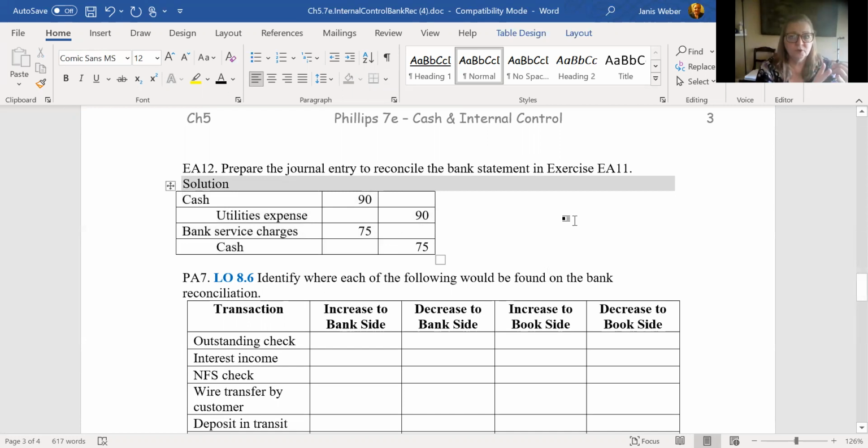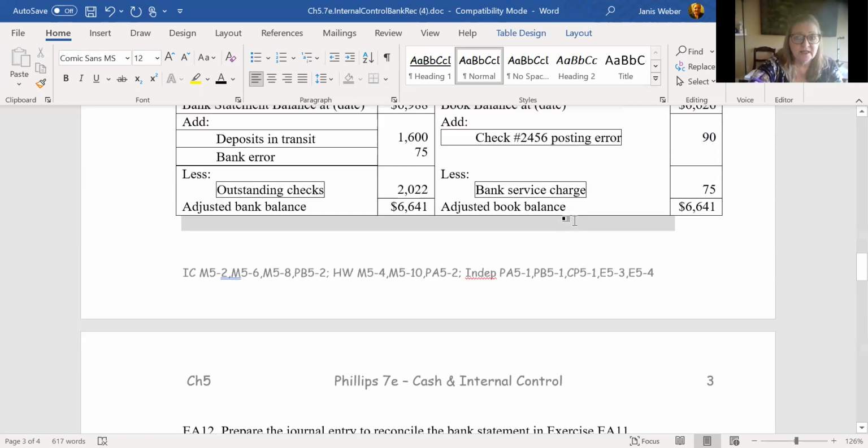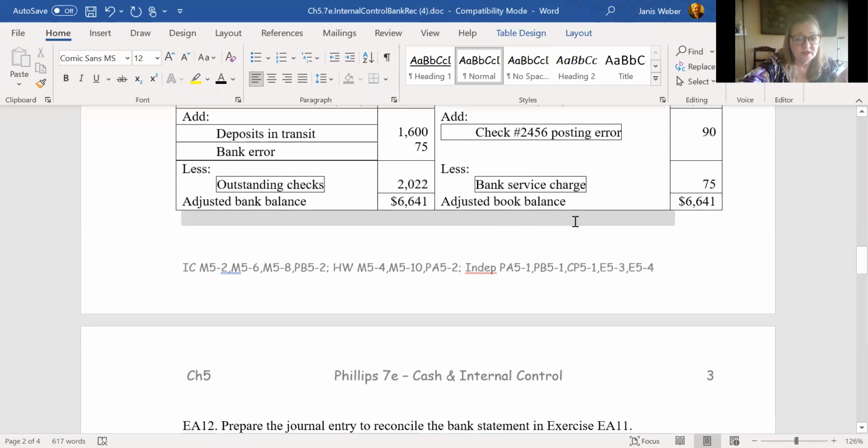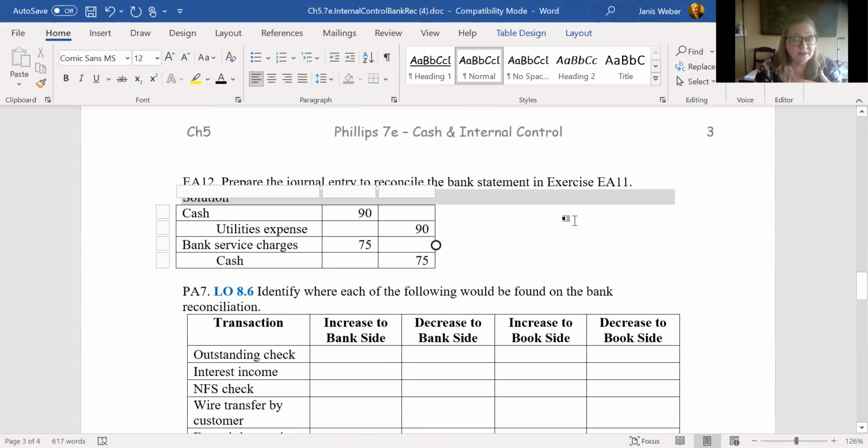To correct the error on the check that was transposed, we have to look at what we posted that check to. In the description, it said we had posted it to utilities expense. So when we correct it and reduce it back down to $234, we're going to correct it by crediting the account that we over debited, so we can get that back to correct. And then we're going to just record the bank service charges as an expense. That could have said the word expense instead of charges, but it is an expense account.